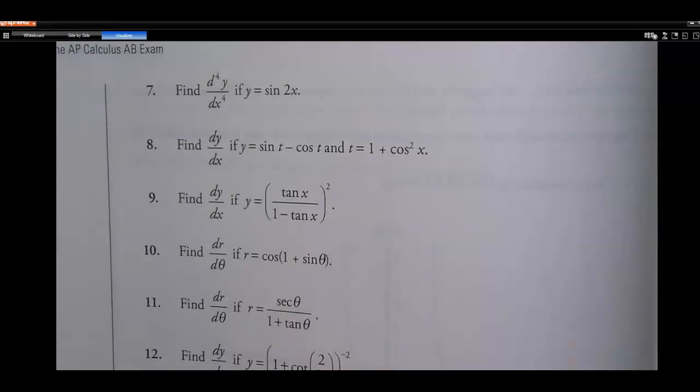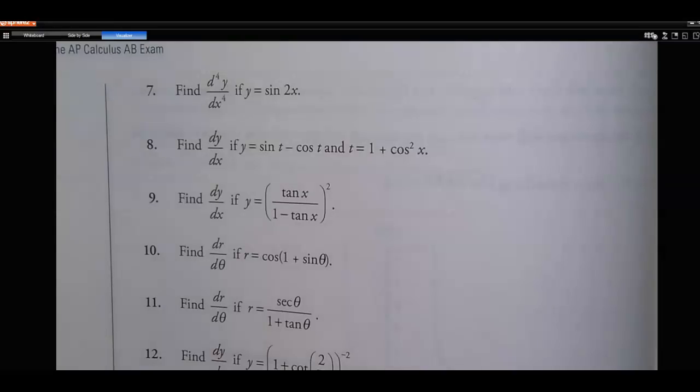For number 7, you guys are going to be finding the 4th derivative, which means you're going to be finding the derivative of this 4 times. But just make sure that you know, every time you take the derivative of this, it is a chain rule. You have the derivative of the outside being multiplied by the derivative of the inside. Okay, so I'll let you guys see if you can work that out and get the final answer for that one on your own.